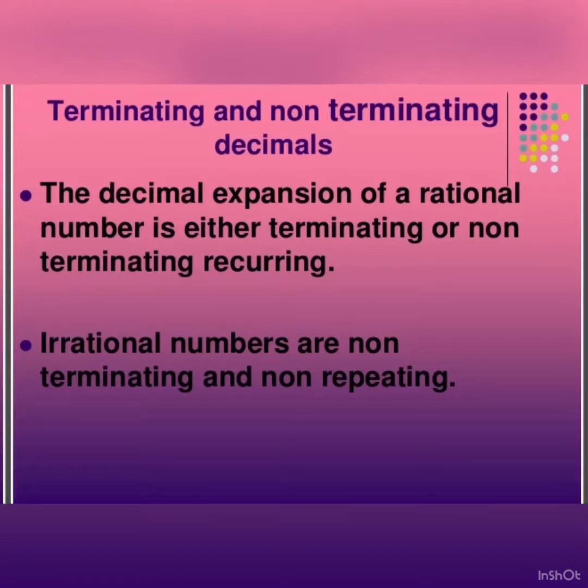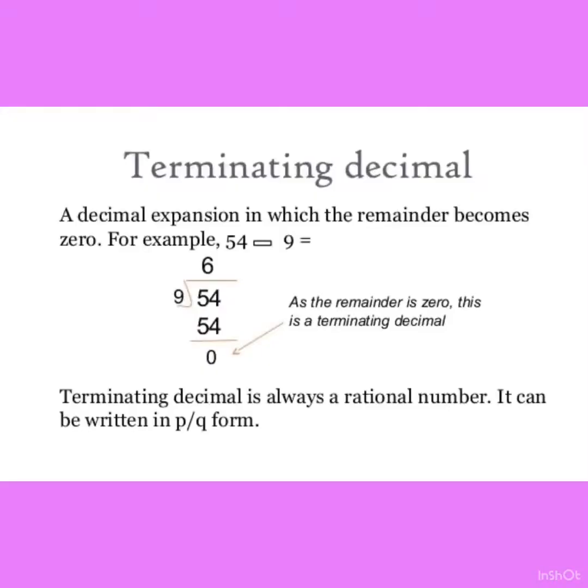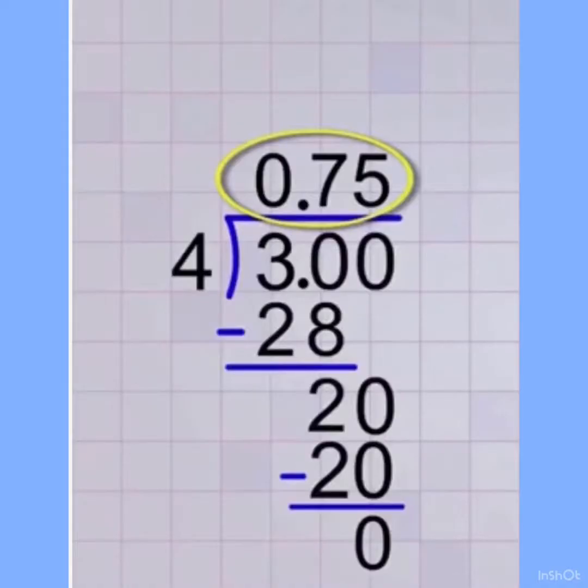Let's discuss terminating decimal. It is a decimal expression in which the remainder becomes 0. You see here in this example, when 54 is divided by 9, we get remainder 0. It means 54 is completely divided by 9. The resultant decimal is called a terminating decimal. In the next example also you can see, when we divide 3 by 4, we will get decimal 0.75, that is a terminating decimal.